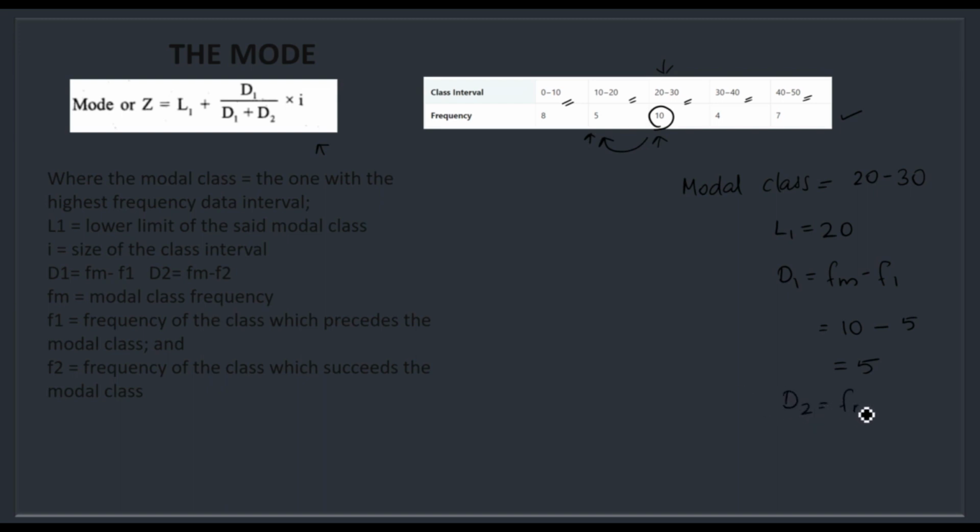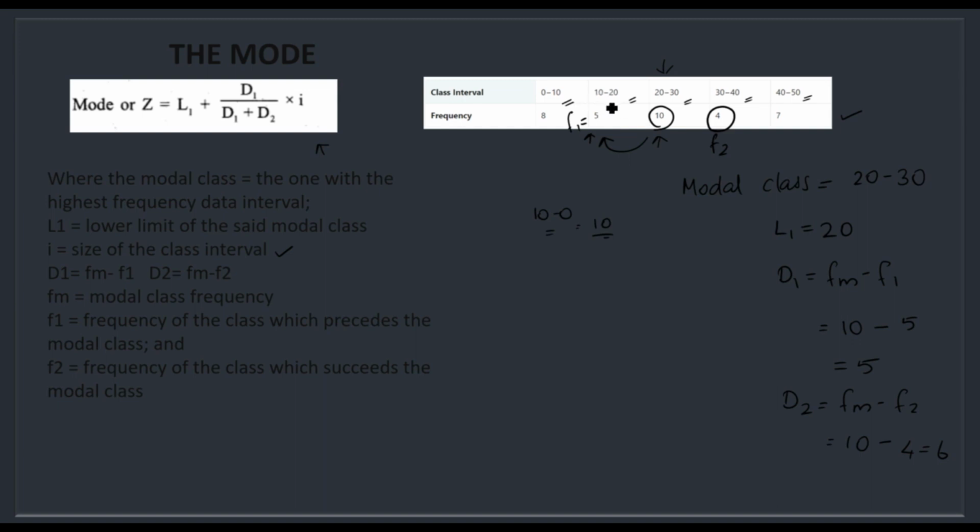Next, what is D2? D2 is FM minus F2. FM is the frequency of the modal class and F2 is the frequency of the class which succeeds the modal class. F2 is 4, F1 is 5 and FM is 10. So 10 minus 4 equals 6. Now one more thing is there, I. What is I? The size of the class interval. In each class interval there should be a size. So 10 minus 0, 10 minus 0, I equals 10.